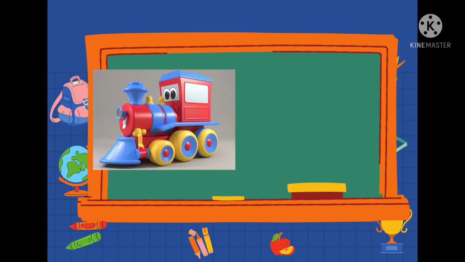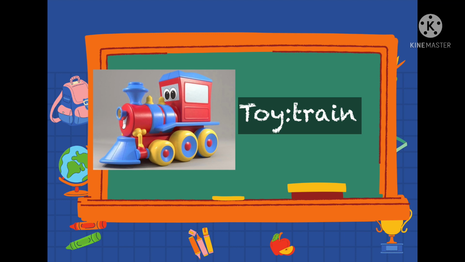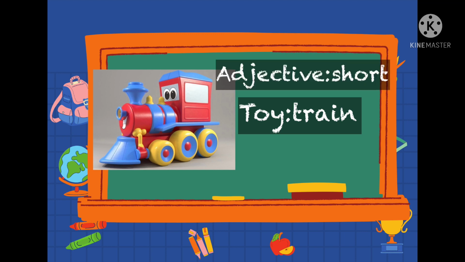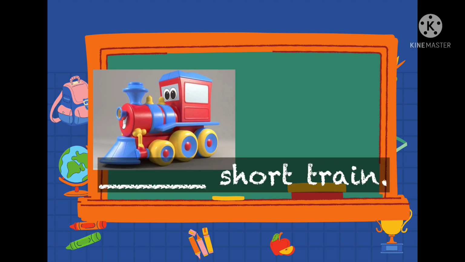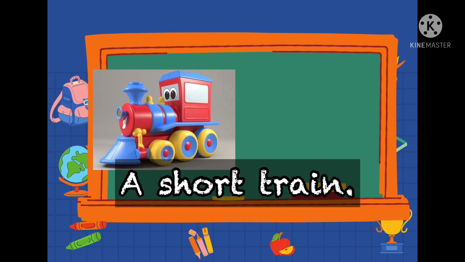Next one is also a train, but we will use the adjective pendek for this. Pendek is short. So, short train. Now, let's think, should we use a short train or an short train? Short starts with S, not A-E-I-O-U. So, we will use a short train. Kereta api yang pendek.